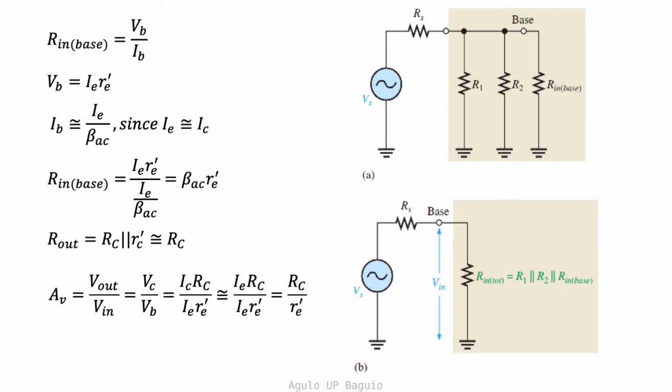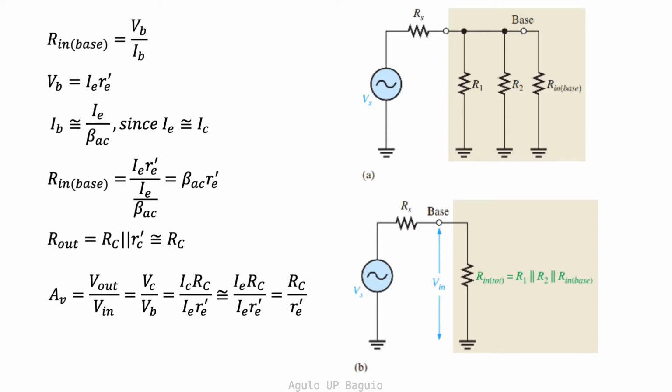What about the output resistance? We still need to know the output resistance because we will need it to solve for the voltage gain later. The output resistance is given by the equivalent parallel resistance of the collector resistance and the AC collector resistance as shown. However, the AC collector resistance is typically much larger than the collector resistance, so that the output resistance, for practical purposes, is estimated to be equal to just the collector resistance.